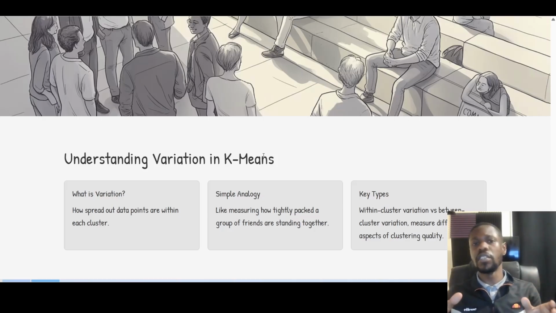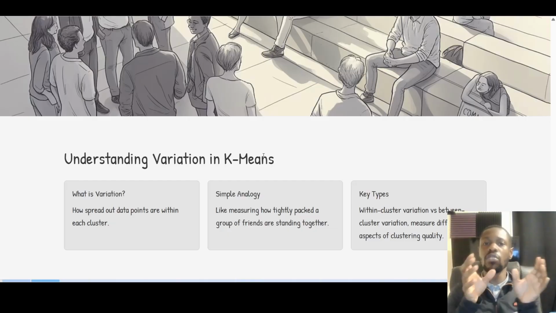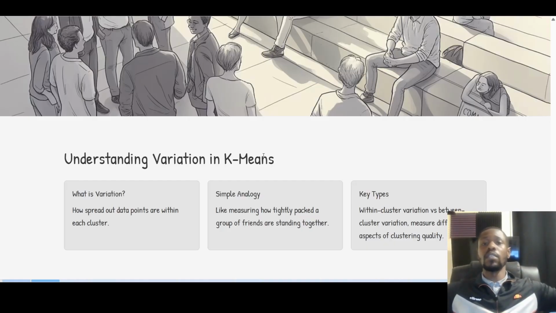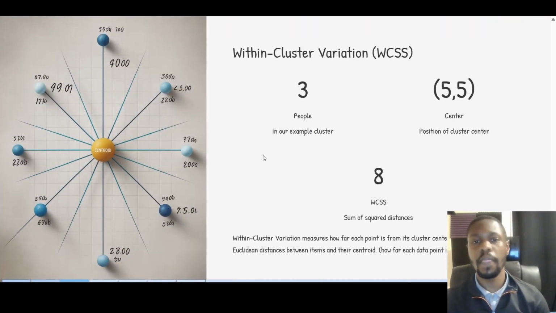Between cluster variation is how far the groups are in comparison to one another. Is group 1 close to group 2? That means there'll be a low variation. Or is group 1 far away from group 2? That means there's a high variation. So you have within cluster variation and between cluster variation, and how they relate. How is the variance between the different groups as a whole. But we're going to get into more detail, so don't worry if it is not yet making sense.